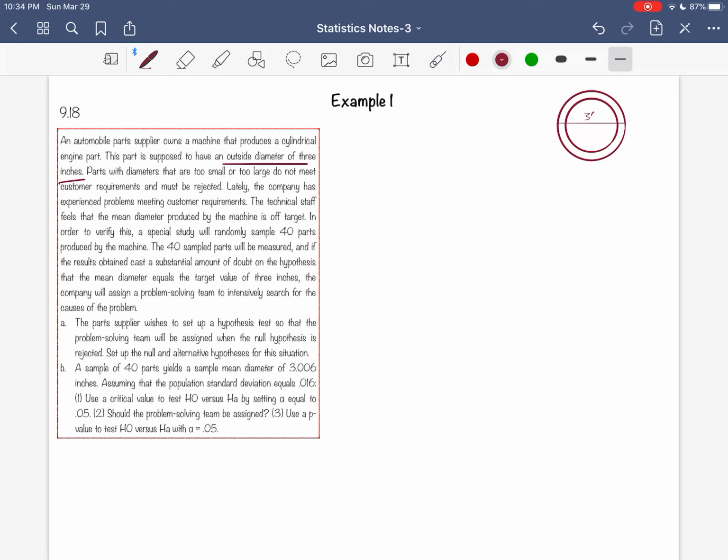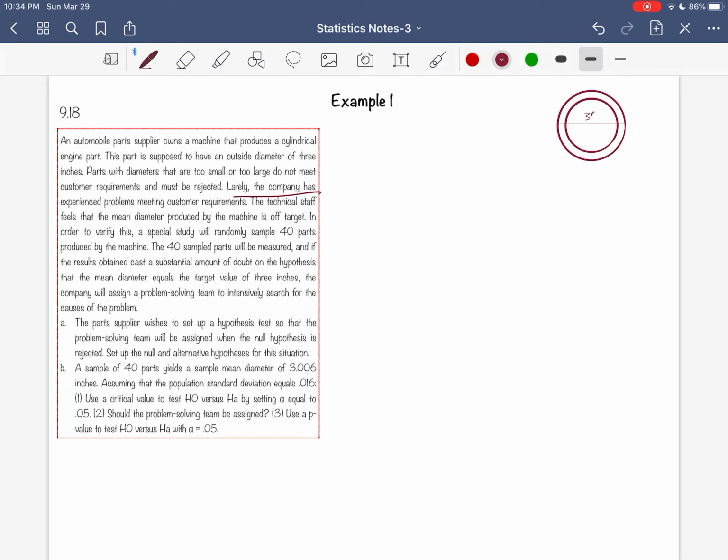So that's 3 inches. So parts with diameter that are too small or too large do not meet the customer requirements and therefore must be rejected. This is a very interesting problem because it's telling us that, look, anything bigger than or less than a certain specification will be thrown away. So it's already a very strong hint as to what's going to come later.